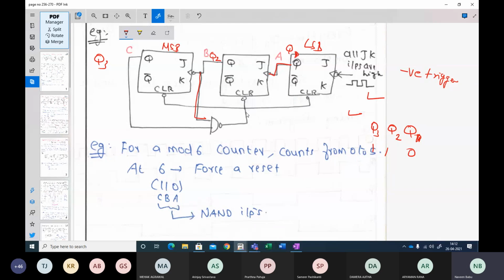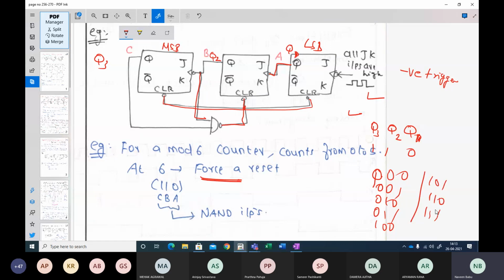See here that all my flip-flops are cleared by this particular trigger. So I'm forcing a reset here whenever I'm having two 1s here. Otherwise, since these are 3 flip-flops, if you look at the truth table or input combination: 000, 001, 010, 011, 100, 101, 110 and 111, which means that these two are not required states.